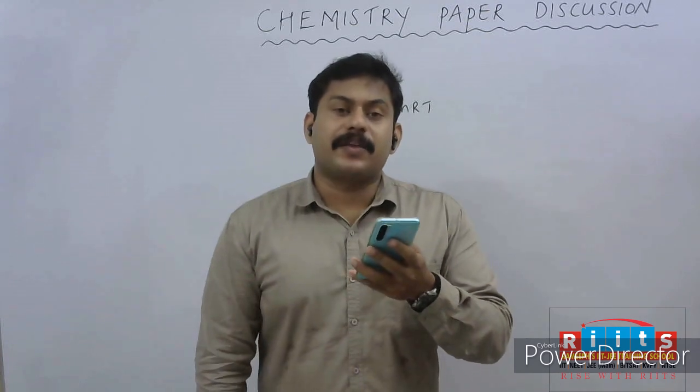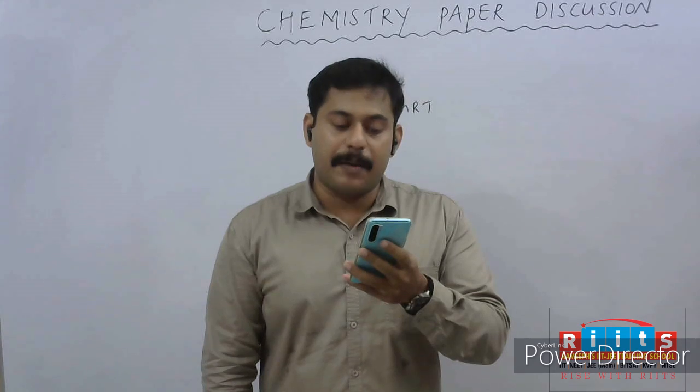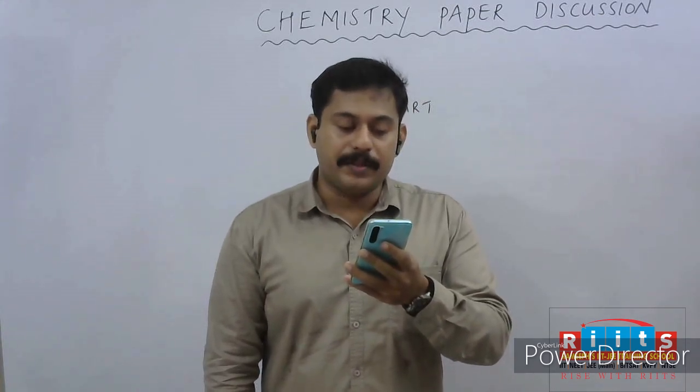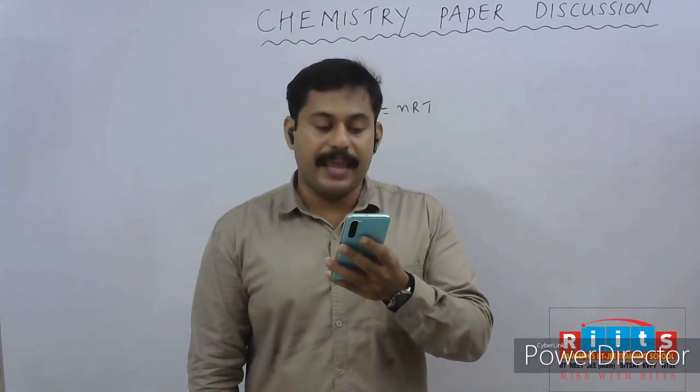Okay, let's discuss question number 8. Two cylinders A and B contain the same gas at the same temperature. The pressure and volume of A are both twice those of B. Then the ratio of the number of molecules of A and B.